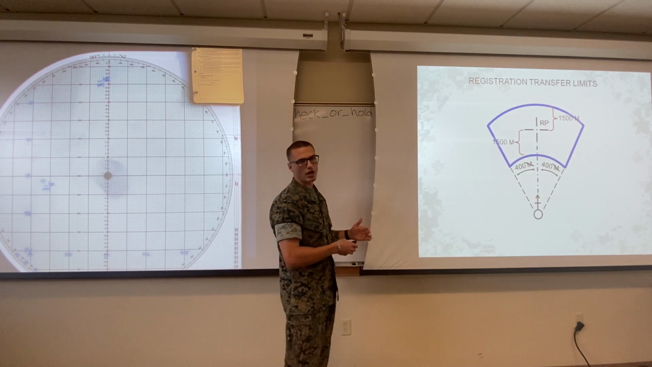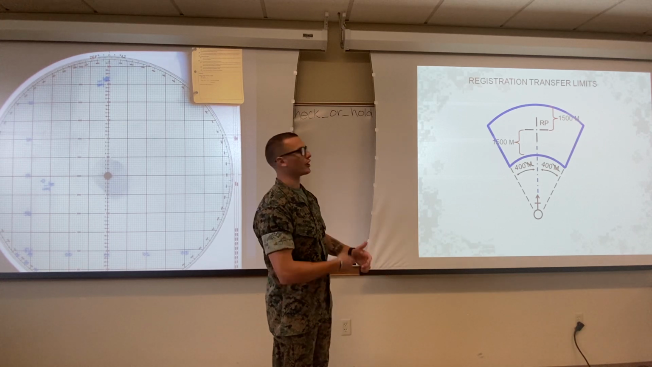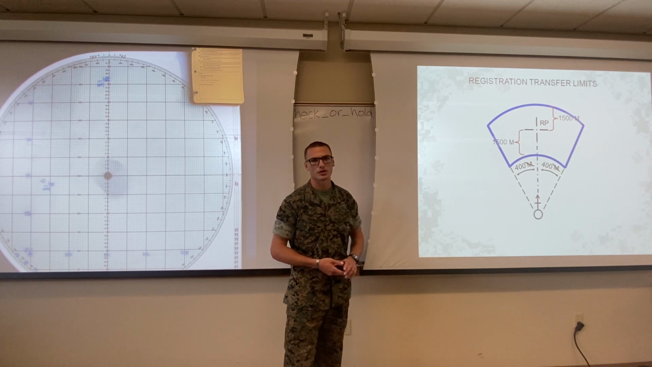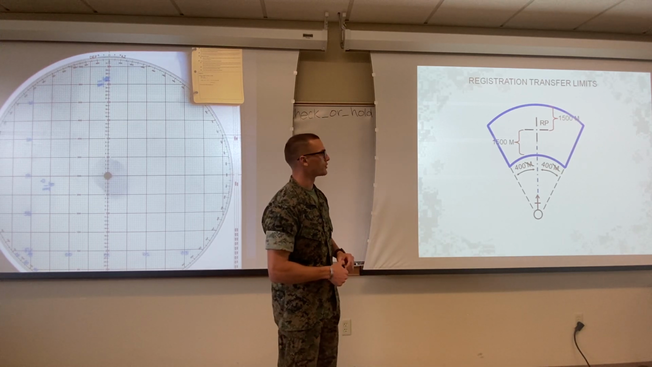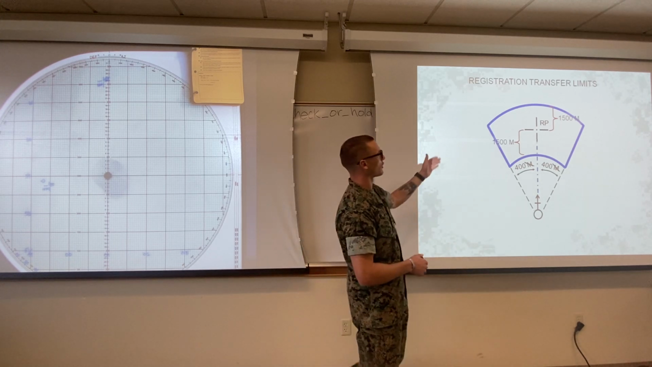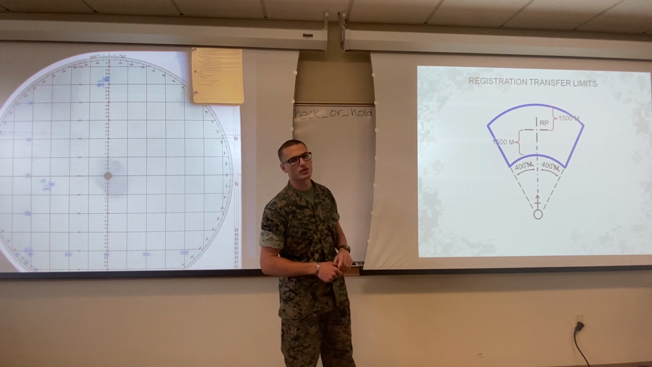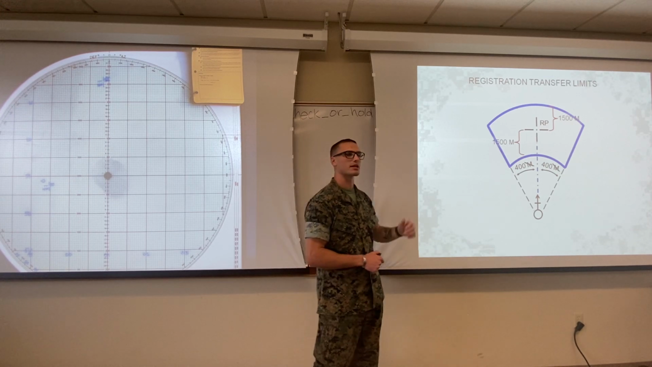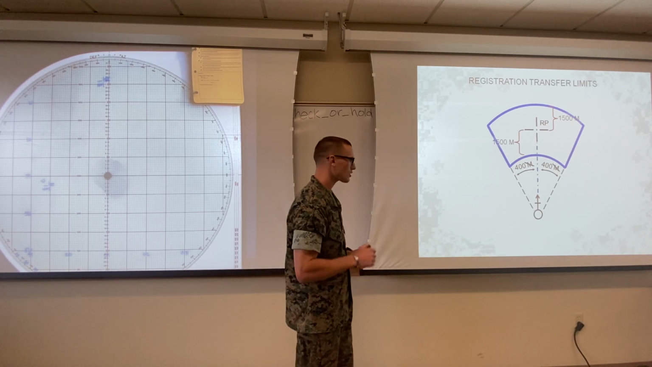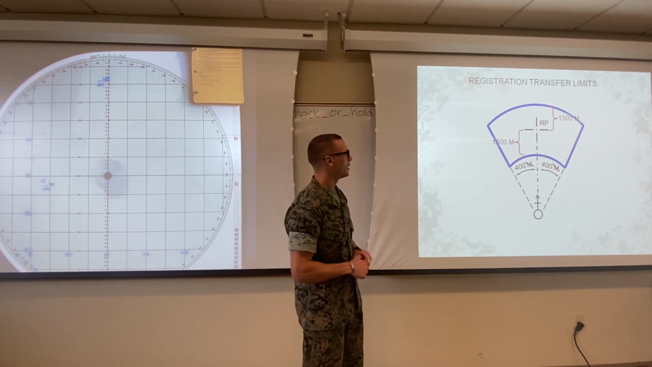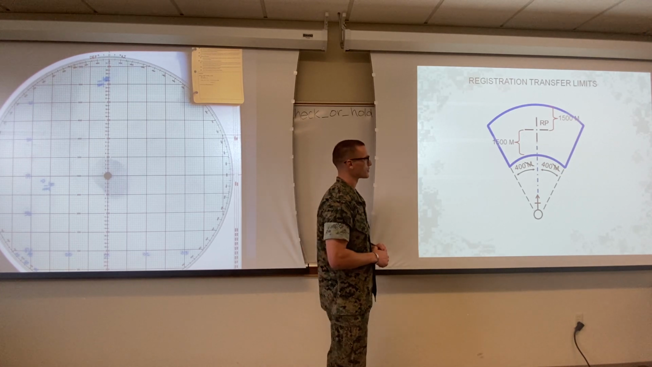All right, so if you're trying to cover an entire circle, right? 6,400 mils in a circle. You're trying to cover every portion of that circle. You're going to need 8 of these transfer limits, all right? So 8 separate registration points. Just keep that in mind if you're trying to do some planning purposes.